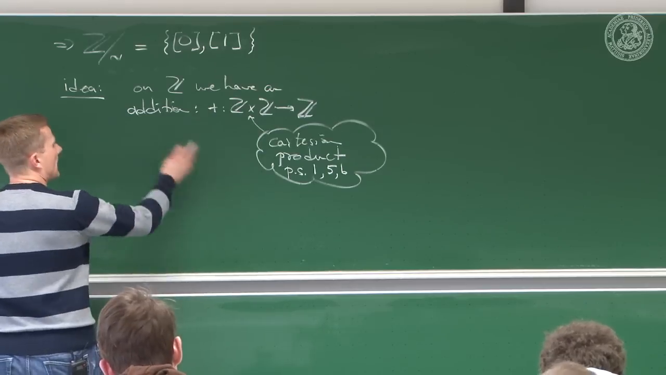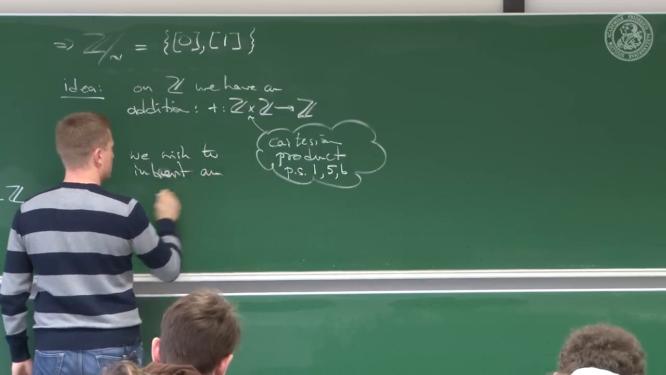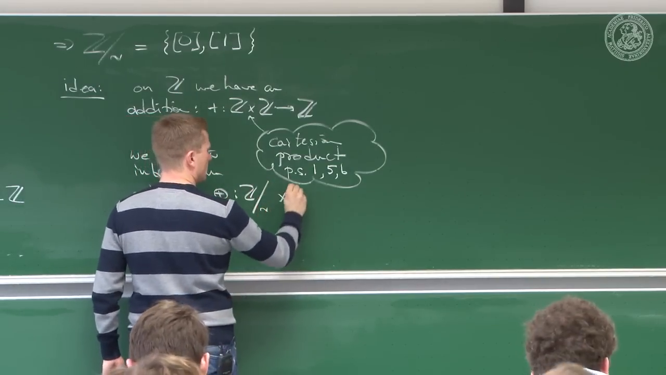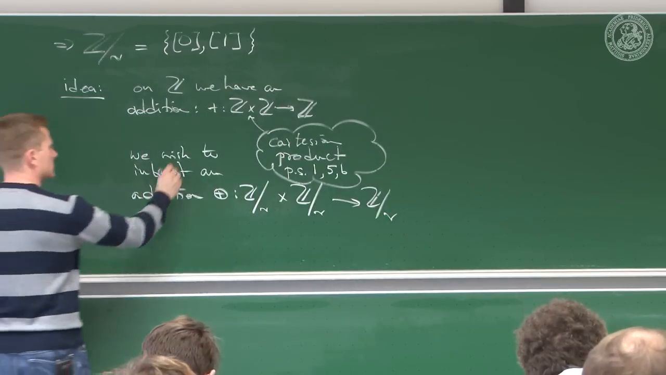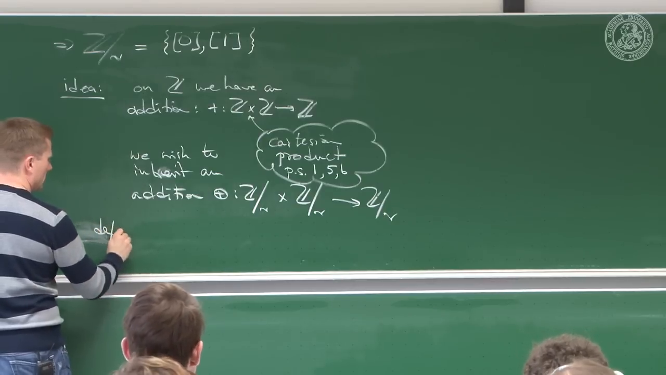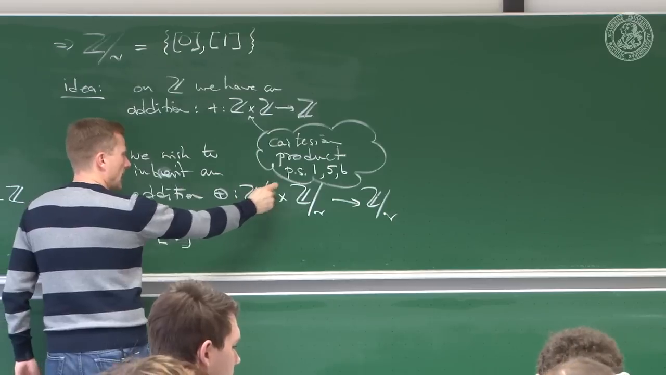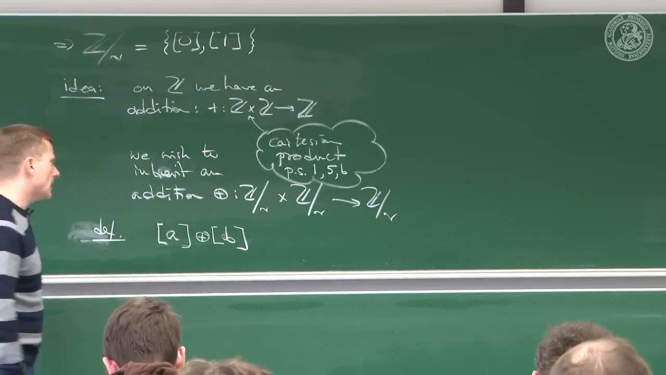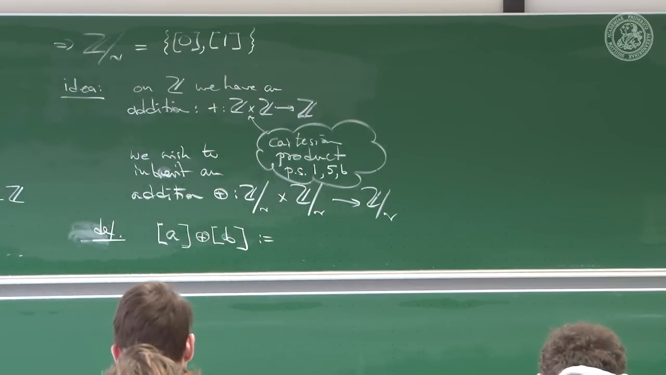On Z we have an addition plus, and we wish to inherit an addition which deserves a different name, and this addition is supposed to take two elements of the quotient space and return an element of the quotient space. We wish to inherit such an addition from there, and we could come up with the idea, or the tentative definition: I take an equivalence class, it's an element from here, I take another element from here, and I add them, because that's exactly what this addition is supposed to do. And I have to specify how this works, and I want to define this in terms of this addition on Z. That's what I mean by inherit it.